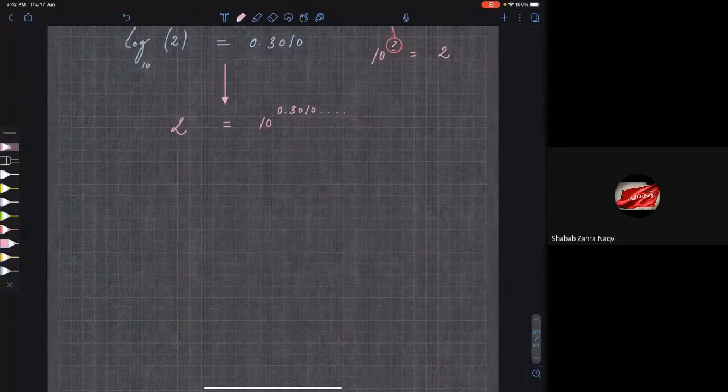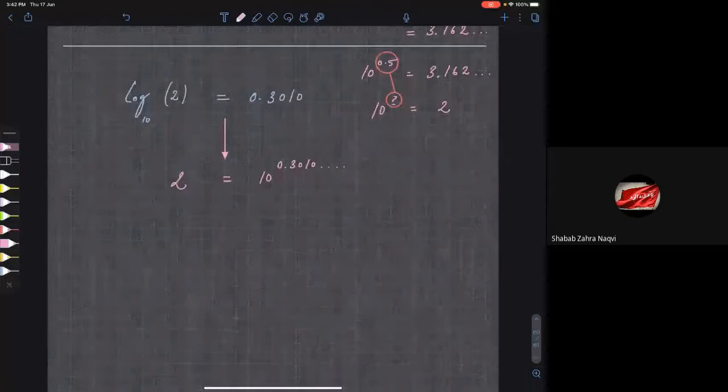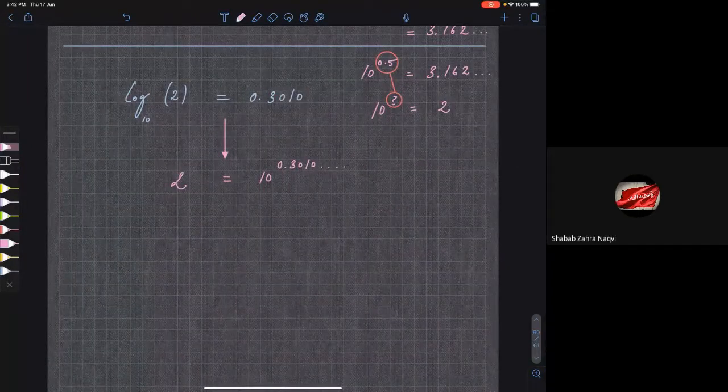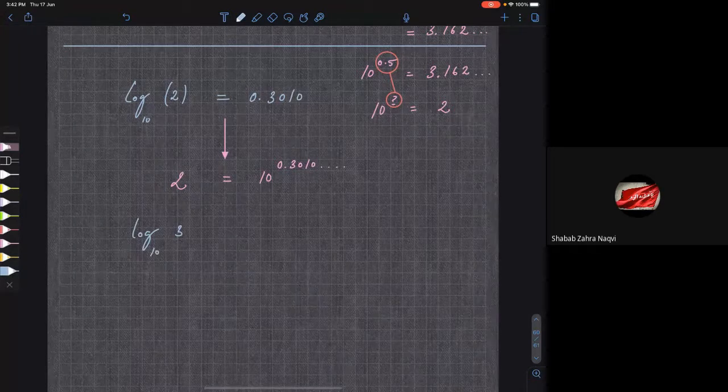See, when I say log 2 to the base 10 is 0.3010, then 10 power 0.3010 will be 2. That is what logarithm is, right? Okay, next. What is log 3 to the base 10? This also you do not know, but you have to remember. Just write down 0.4771. Are you getting my point?